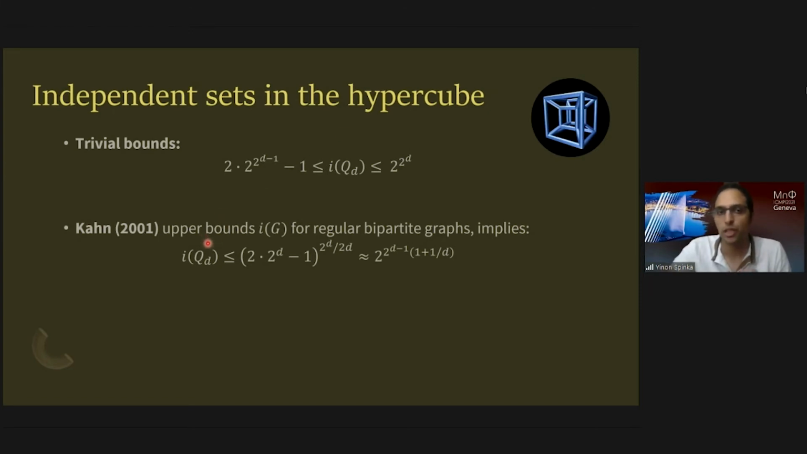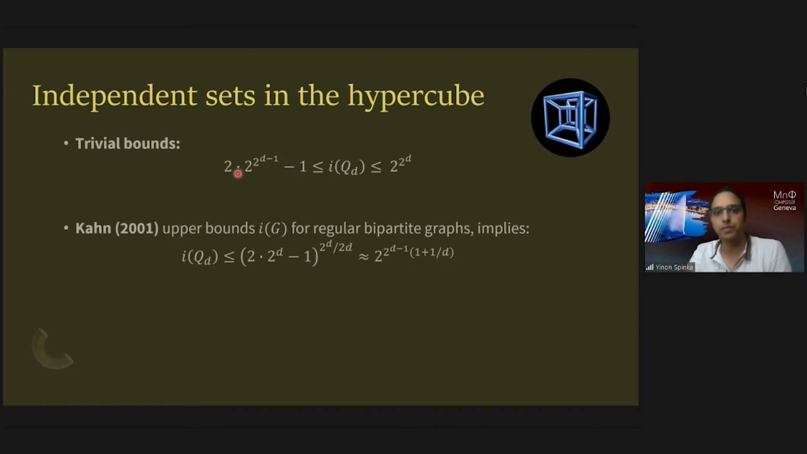A non-trivial improvement follows from a general result of Kahn, who has a general upper bound for the number of independent sets in a regular bipartite graph. When applied to the hypercube, it gives this bound here, which is essentially 2 to the 2 to the d minus 1 times 1 plus 1 over d in the exponent. So that already tells us that we're slightly closer to the bound on the left in the trivial bound. We have this 2 to the d minus 1 times 1 plus little o of 1 plus 1 over d.